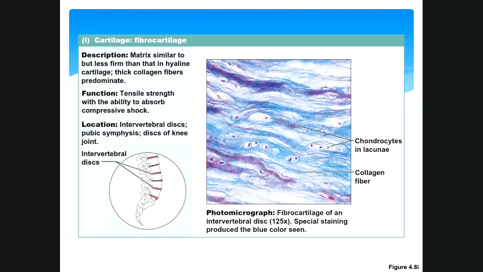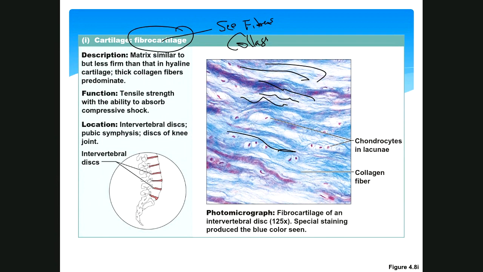And then we have fibrocartilage. It's called that because you can see the fibers. You can see the collagen. And if you look here, it's easy to see these collagen fibers. Now, usually collagen stains pink, but in this tissue, it tends to stain blue. But look, there's still these chondrocytes still sitting in lacunae.